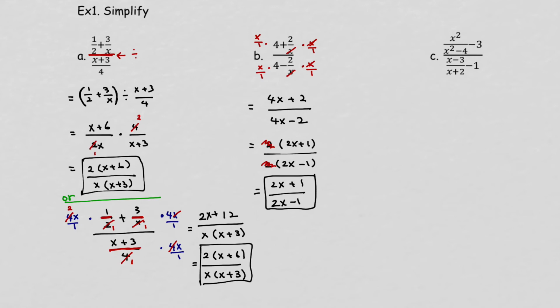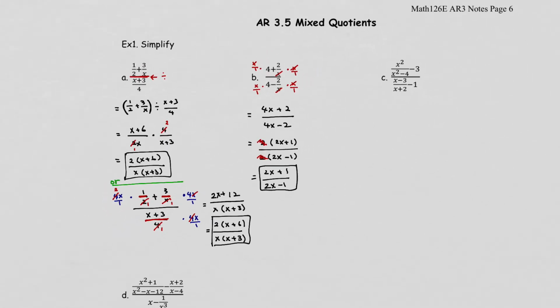Don't forget, you cannot get rid of this 2x first, this 2x, because why? It's followed by addition or subtraction, which means this is not a factor. This is addition and subtraction. You can only get rid of common multiplications, not addition or subtraction. Try one more.